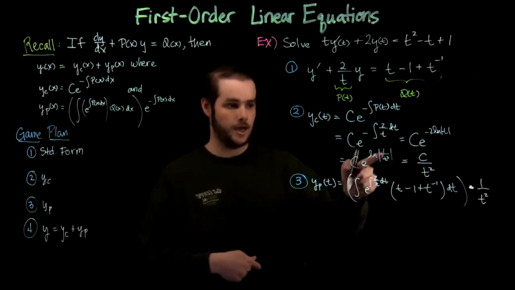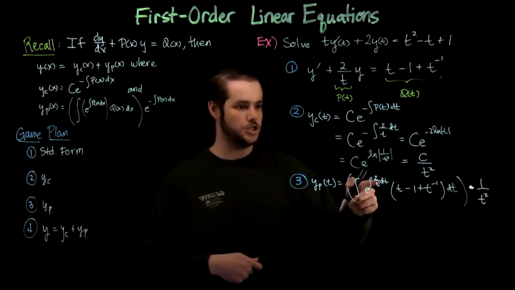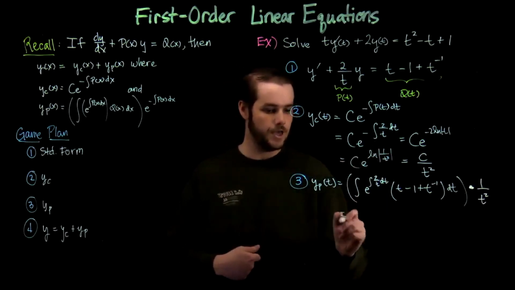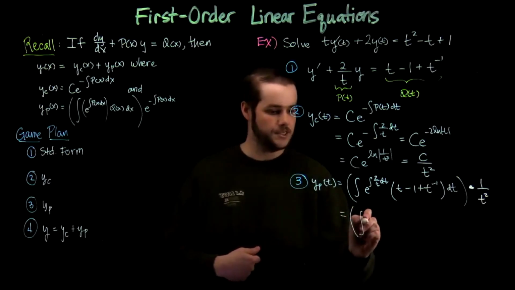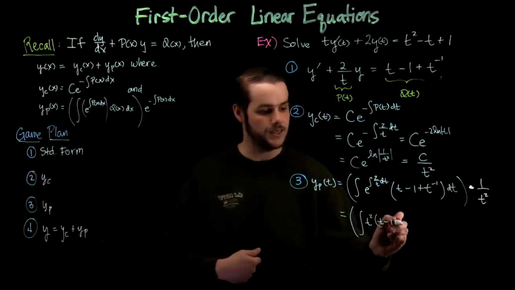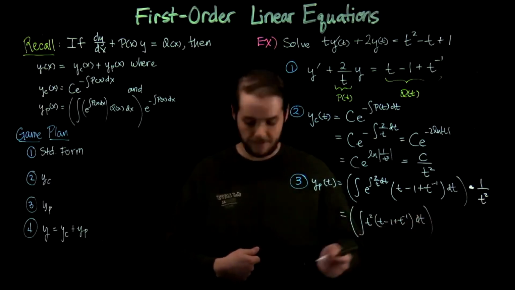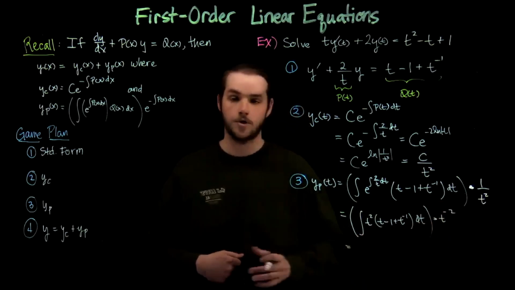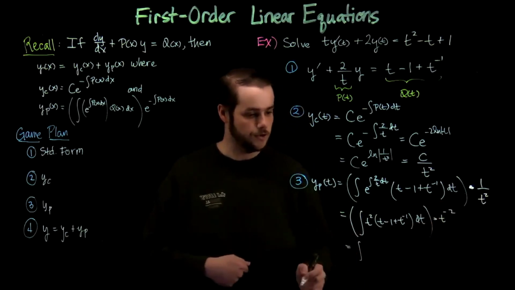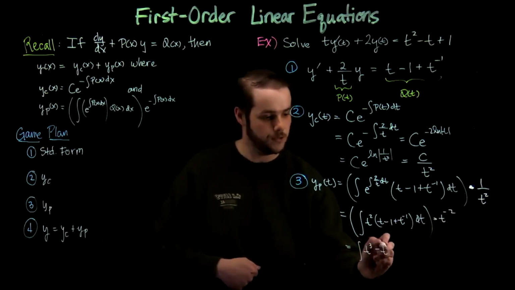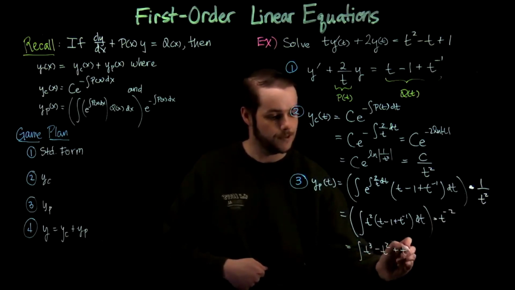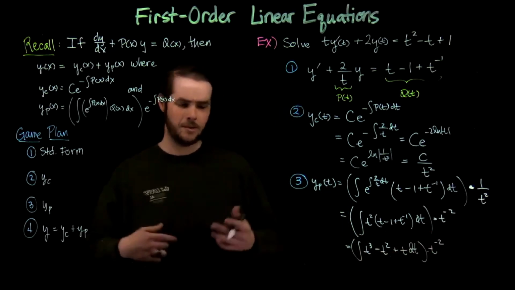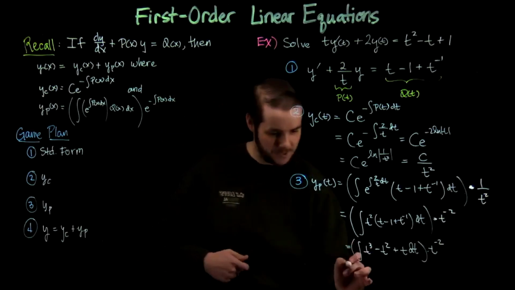Okay. Up here, I had a negative out front. The only thing that changes is that I won't flip this guy over, so I will get t squared in here. So now I have the integral of t squared times t minus 1 plus t to the negative 1 dt. All of that, whatever I get, will be multiplied by t to the negative 2. Cleaning up my integrand, I get the integral of t cubed minus t squared plus t dt times t to the negative 2. And because I'm running out of room on my board here, I'm going to jump to the end result.